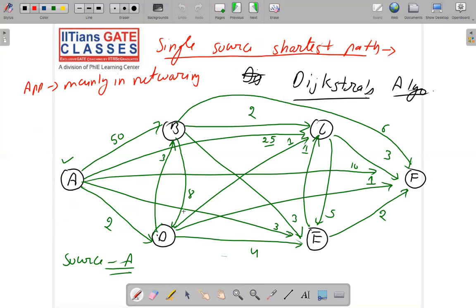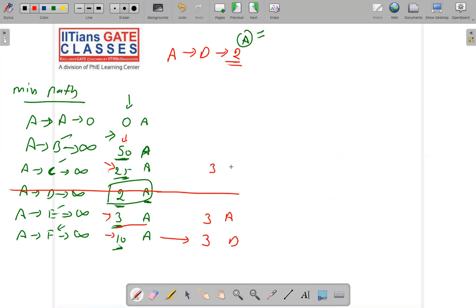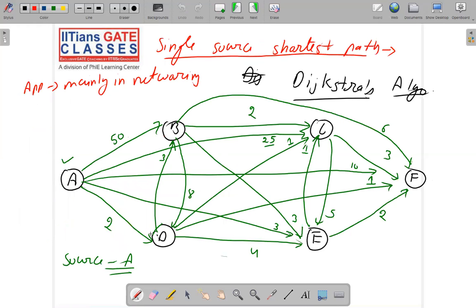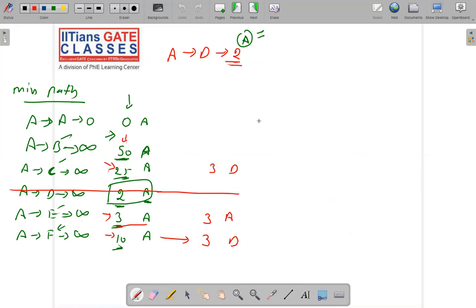How much cost will C take? 3 only. Via D, we are reaching C, and D will be 5. And it's already 0, so this is also sorted. It cannot go below 0. So A to A is 0, and A to D is 2.